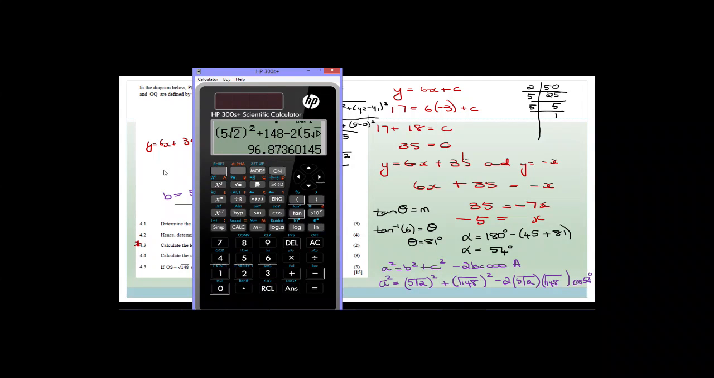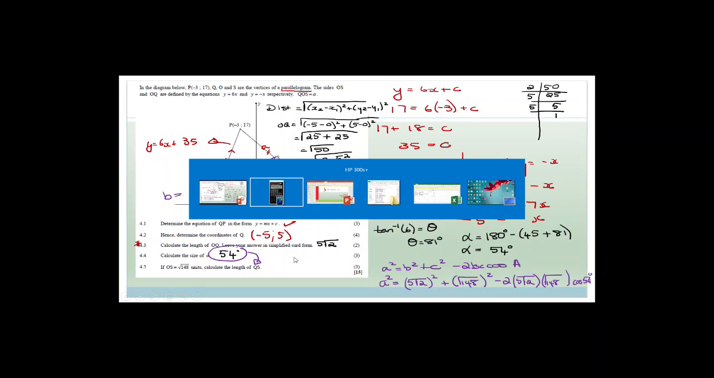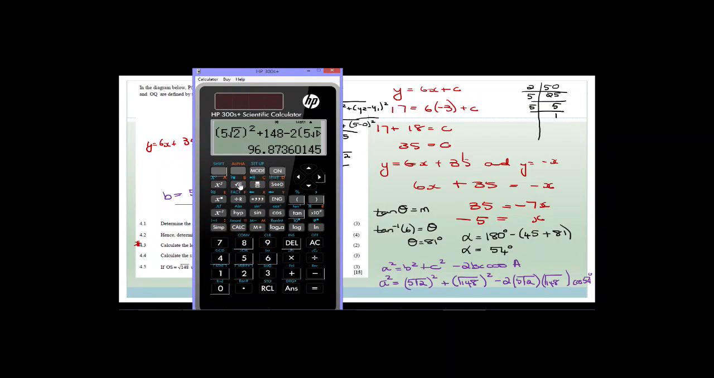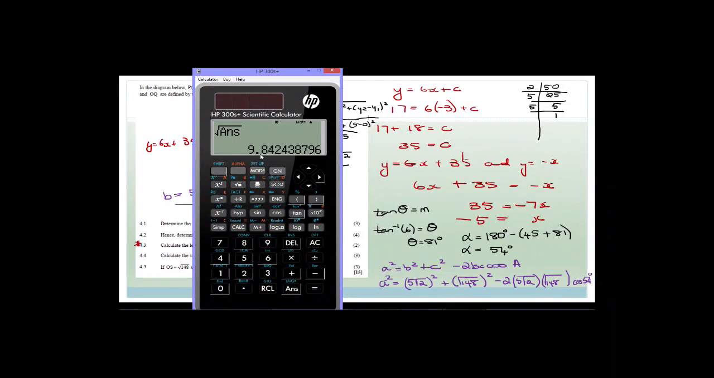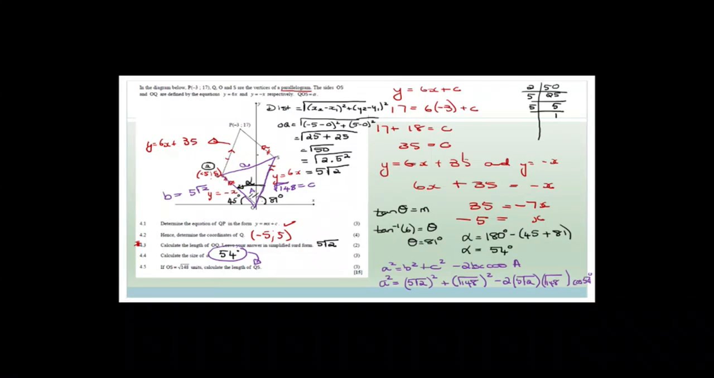and that gets you 96.87. But then we have to square root that, because that is equal to a squared. So now we have to square root the answer, and that will give you 9.84. Okay, so therefore the length of QS is 9.84 units. Right, so not too bad. Let's move on to the next question, shall we?